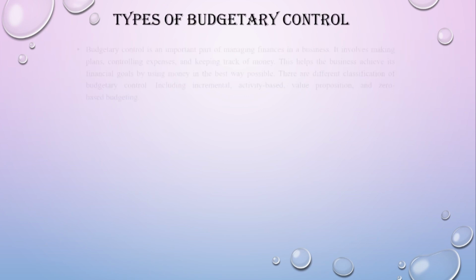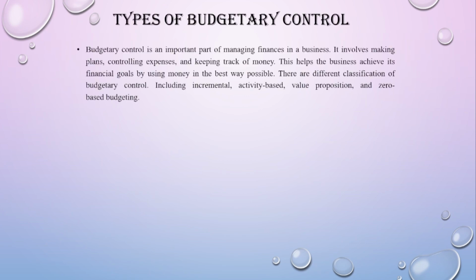Types of budgetary control. Budgetary control is an important part of managing finances in a business. It involves making plans, controlling expenses, and keeping track of money, and this helps the business achieve its financial goals by using money in the best way possible. And these are different classifications of budgetary control, including incremental, activity-based, value proposition, and zero-based budgeting.